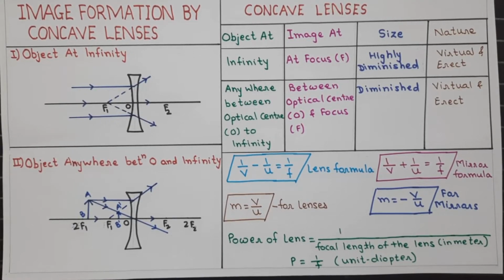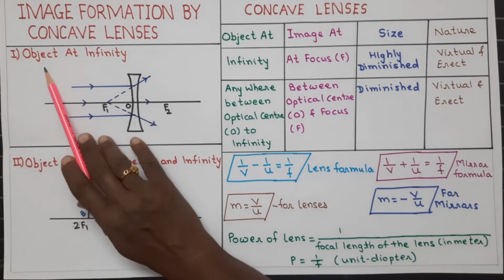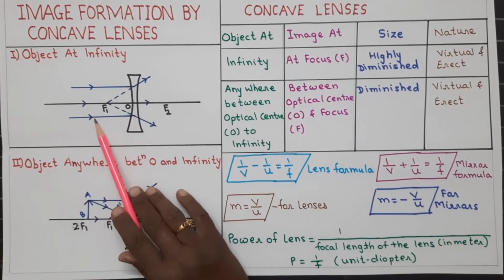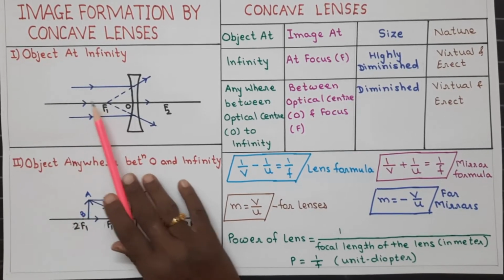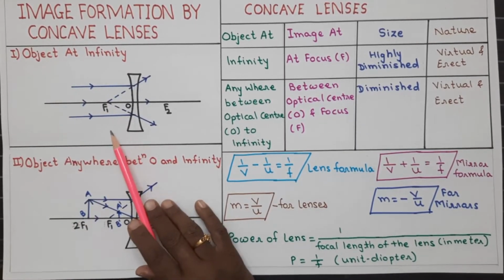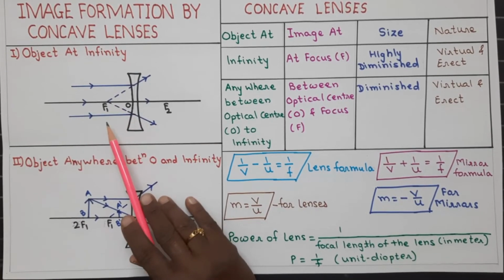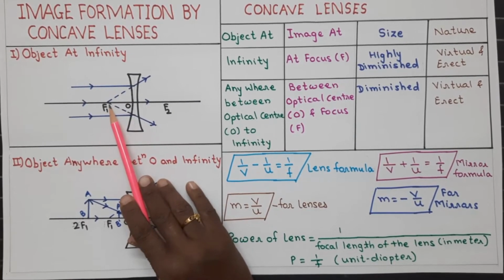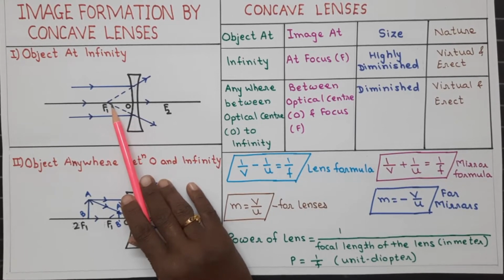Now we know how concave lenses work, so we can see the formation of image by concave lenses. Now the first case is object at infinity. These two rays are coming from the object kept at infinity, so they are parallel to the principal axis. It appears to be coming from focus F after refraction.